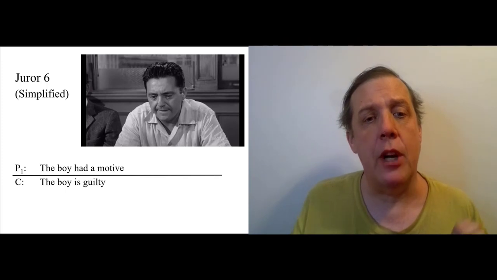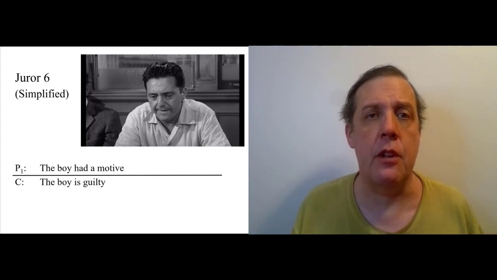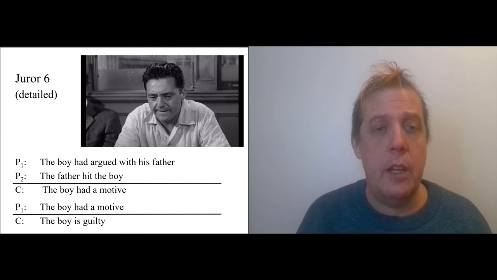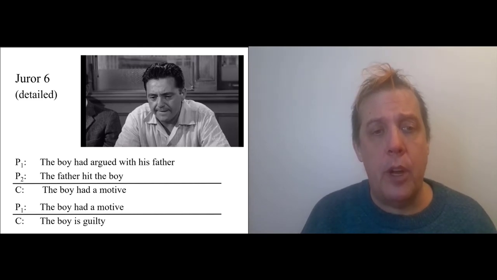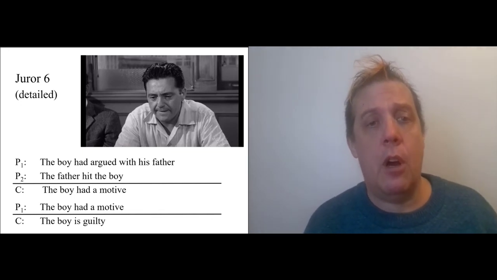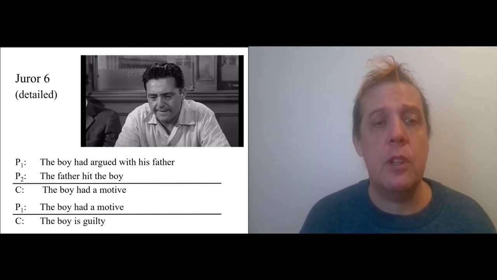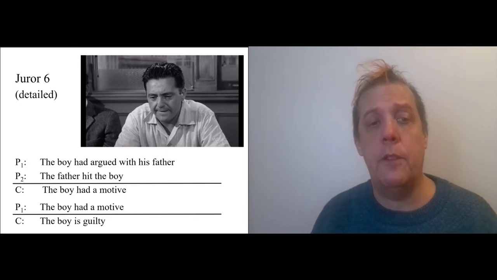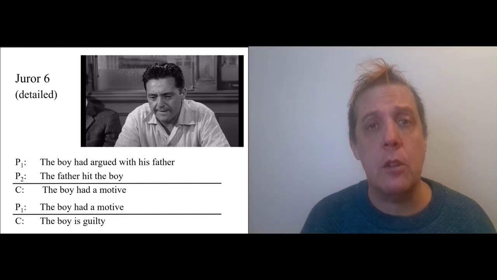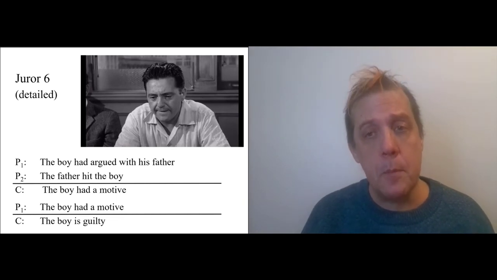But actually, we can break this up into parts because he gives further reasons for believing that the boy did have a motive, right? How do we know the boy had a motive? Well, the boy had argued with his father, and the father hit the boy. So now this gets broken down into two separate arguments. The first one leads to the conclusion that the boy had a motive, and then from the conclusion that the boy had a motive, we draw the final conclusion that the boy is guilty.